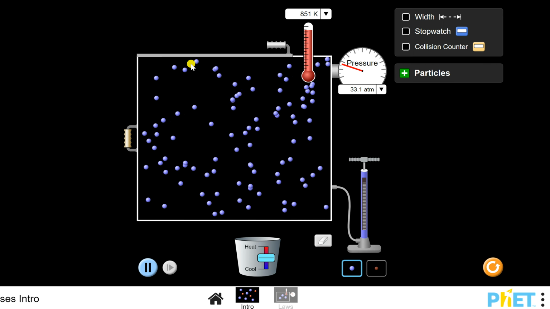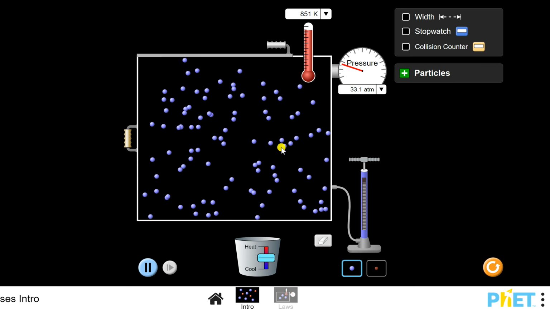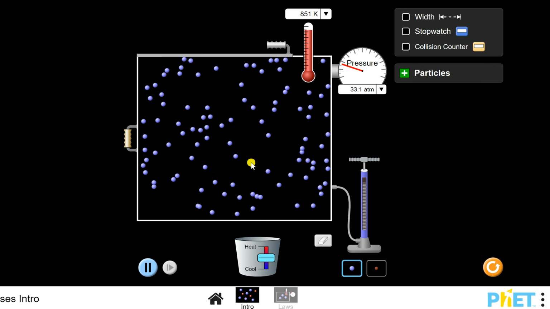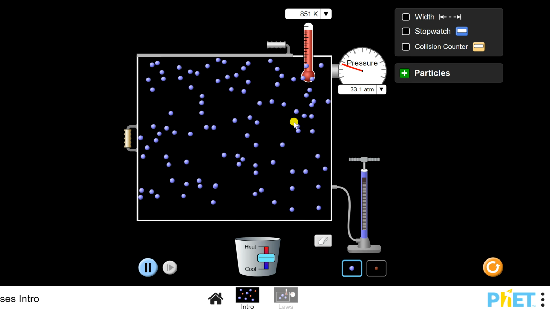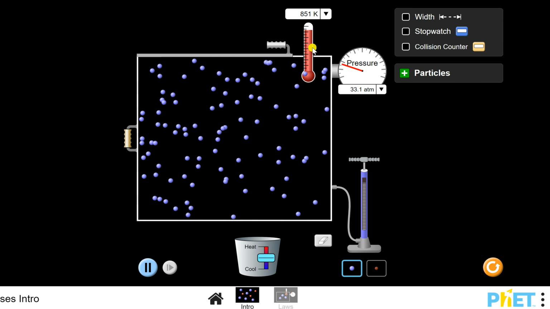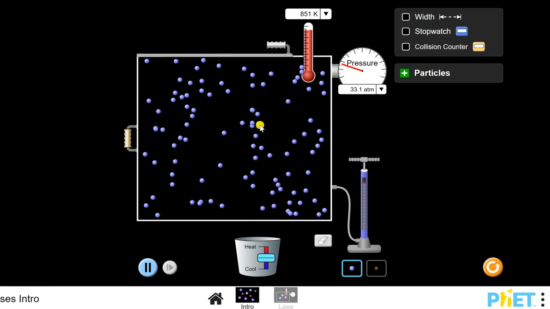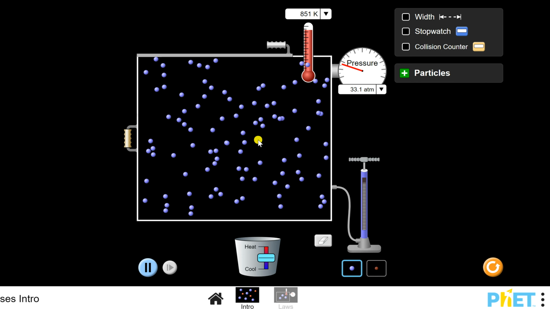And then finally, the fourth property has to do with how fast those particles are moving, or what we refer to as average kinetic energy. This is a measurement of temperature. The faster the particles, the higher the temperature. Or if you lower the temperature, the slower the particles are going to move and the less kinetic energy that they have.